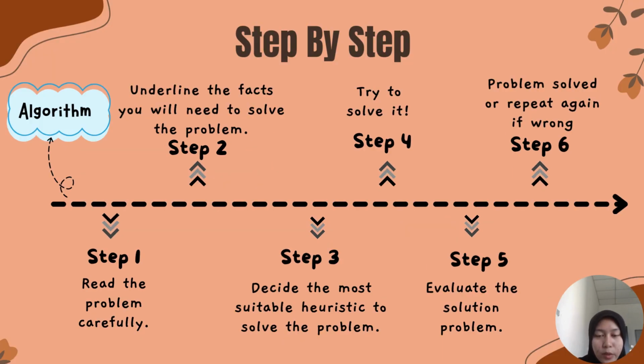It is the same as the last one. We need to make a solution for this problem step by step. The first step, we need to read the problem carefully. Second, we need to underline the facts that I need to solve the problem. Third, we will decide the most suitable heuristic to solve the problem. Fourth, I will try to solve it. Five, I will evaluate the solution. Six, we will know if the problem is solved or we need to repeat it again if I get the wrong answer. As you can see here, the concept of computational thinking involved is algorithm.